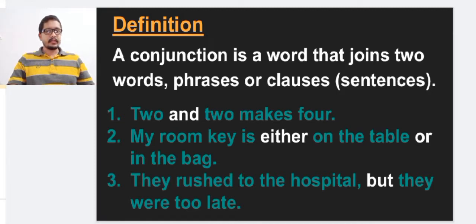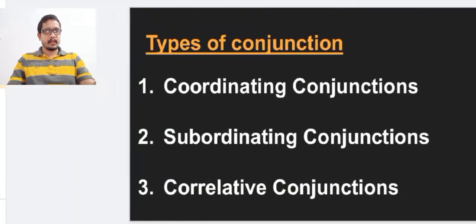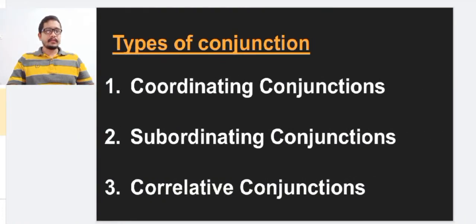To connect or to join two words, two phrases or two clauses, we can use the conjunction. So here we are going to study three types of conjunction. The first one is coordinating conjunctions. The second one is subordinating conjunctions. And the third one is correlative conjunctions. These three types of conjunctions we are going to study in this video.